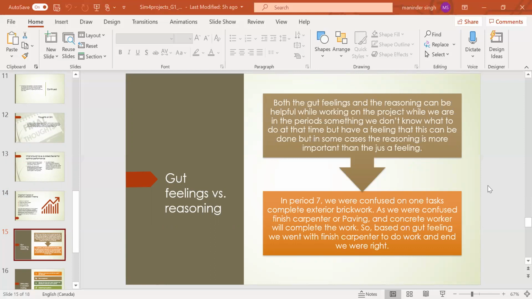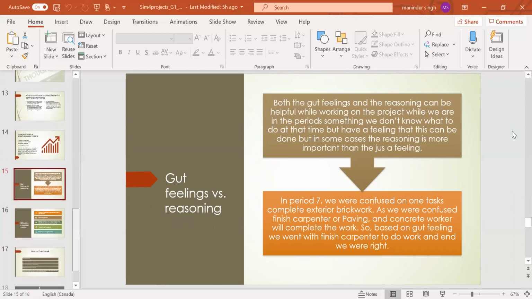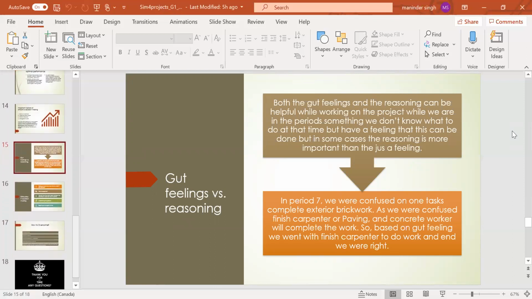I'm going to talk about gut feelings and reasoning. Actually, I'm going to differentiate between gut feelings and reasoning. As we know, both are very helpful in a project. We can use either gut feelings or reasoning. First of all, we need to know what gut feelings and reasoning are.